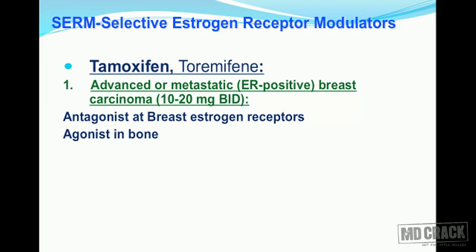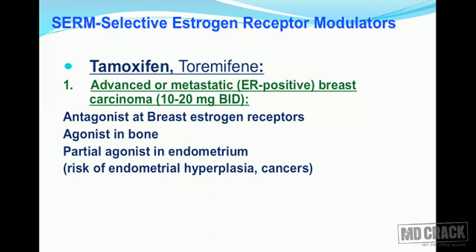Now please remember, it's an agonist at the bone receptors. So this is good, this is not harmful, but it also acts as a partial agonist in the endometrium. And because it's an agonist at the endometrium, there is an increased risk of endometrial hyperplasia and endometrial cancers. The next use of tamoxifen, clomiphene, is in male infertility.